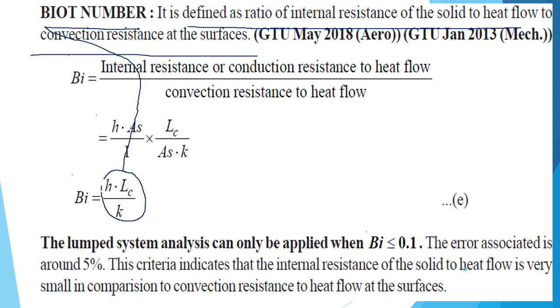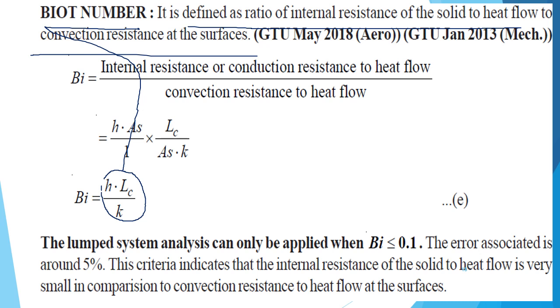So Biot number is H Lc by K, where H is the convection heat transfer coefficient of the surrounding environment. Either you can say it is the convection heat transfer coefficient of air or water or brine solution. Lc is the characteristic length, that is volume divided by surface area of the solid, and K is the thermal conductivity of the solid material. Very important, K is the thermal conductivity of the solid material.